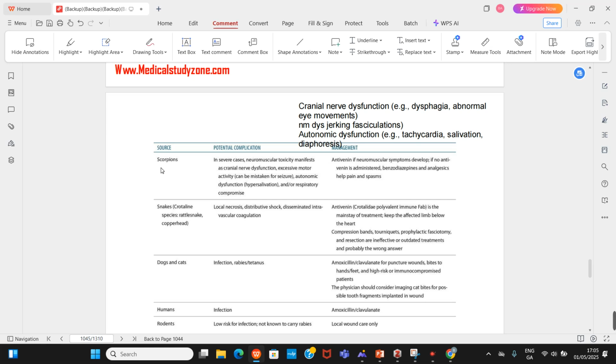For the scorpion, so scorpion affects neuromuscular area and autonomic. So they have problem with the neuromuscular part, the nerve, the muscle, and the autonomic nervous system. So for the nerve, they can have cranial nerve dysfunction. It could be affecting cranial nerve 12, they find it difficult to swallow. Cranial nerve 9 rather, 9 and 10, difficult to swallow. They could be having like abnormal eye movement.